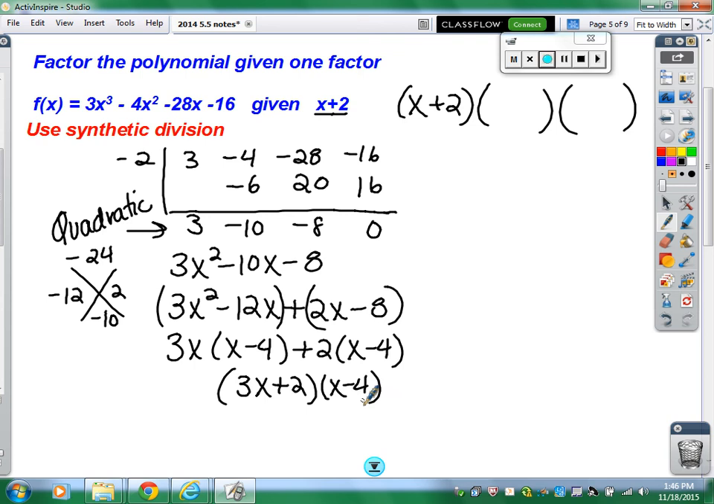All right, so my final answer. Don't forget the one you already were given, so make sure you include that in your answer. So your final answer, this is factored out, is 3x plus 2, x minus 4. And if you were to multiply those 3 back together, you should end up with that original polynomial. So here's one application of synthetic division.